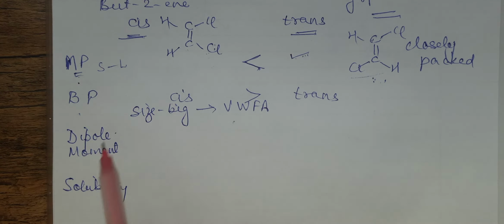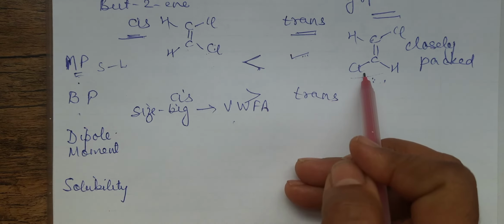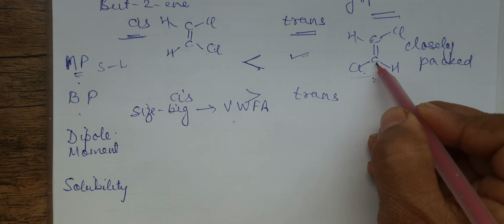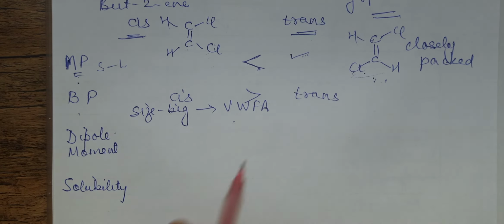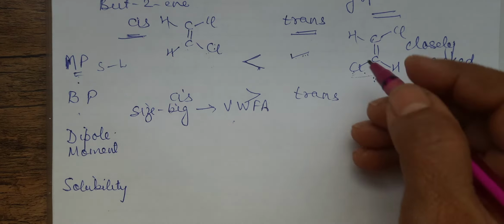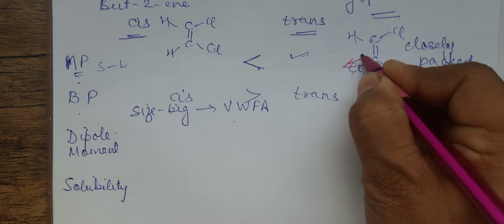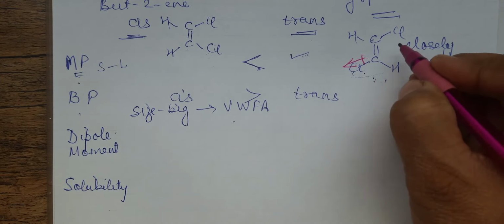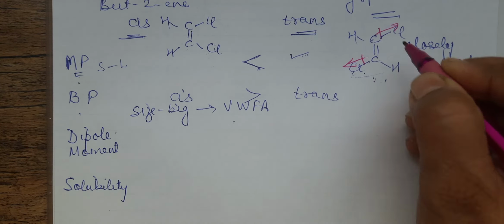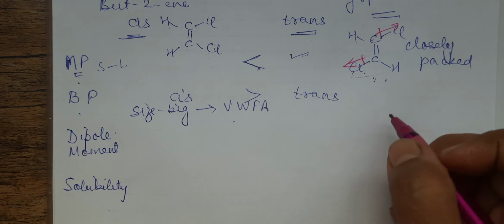Right? Now, dipole moment. If you compare for this example only, in this, chlorine is more electronegative. So if I mark the bond dipole moment, this will be in this direction. The individual bond moment will be here. This bond moment will be in this direction. So both are on the opposite side.